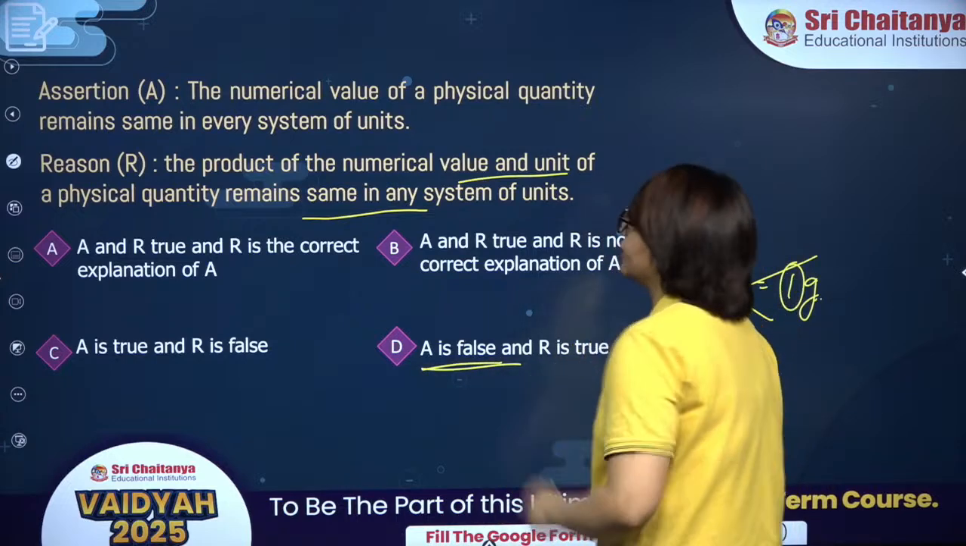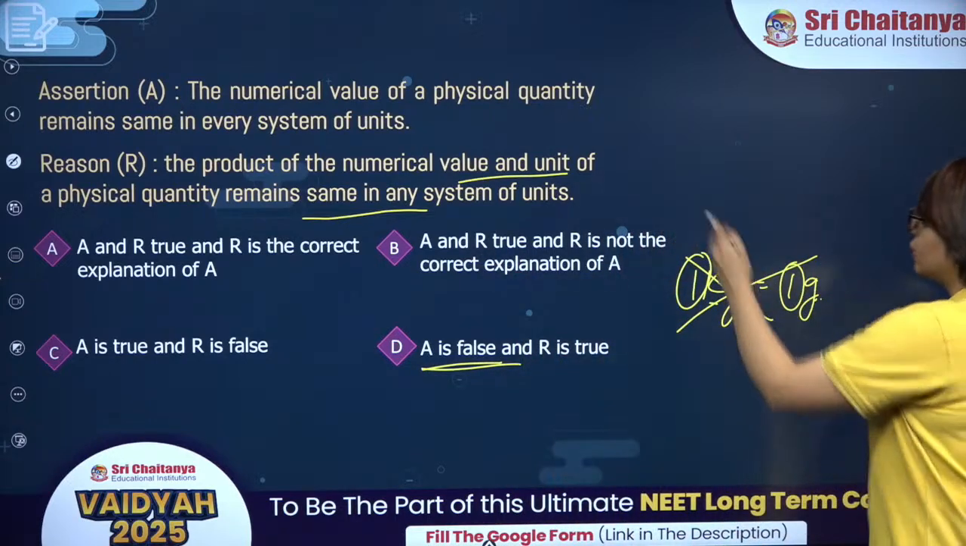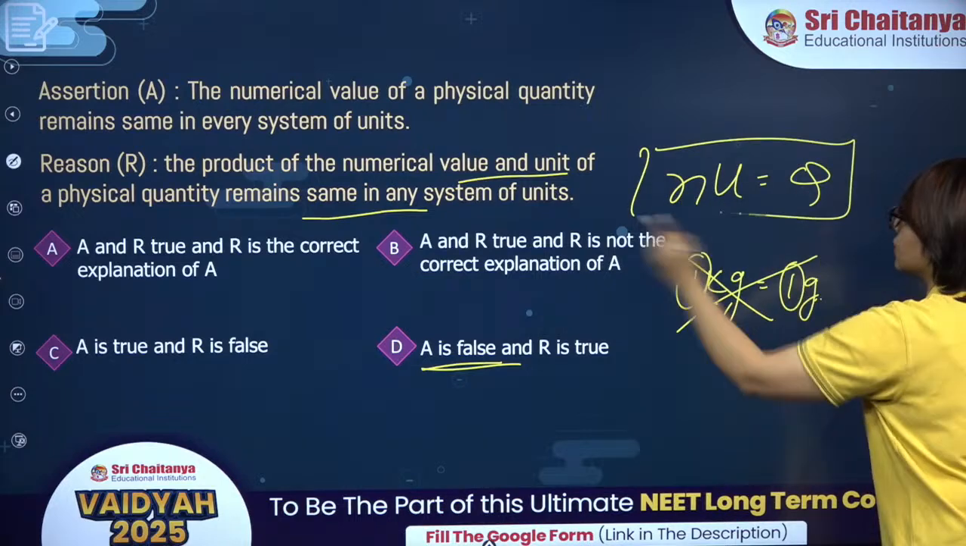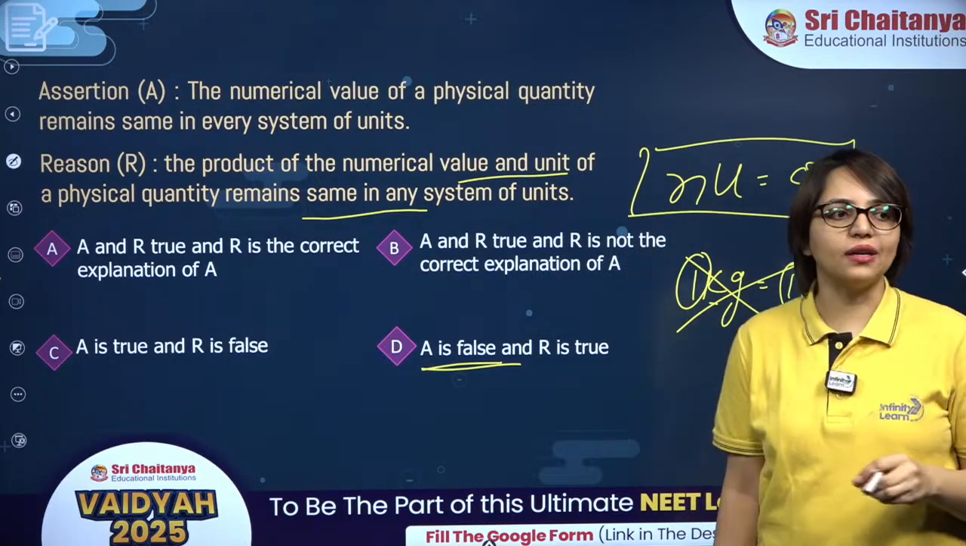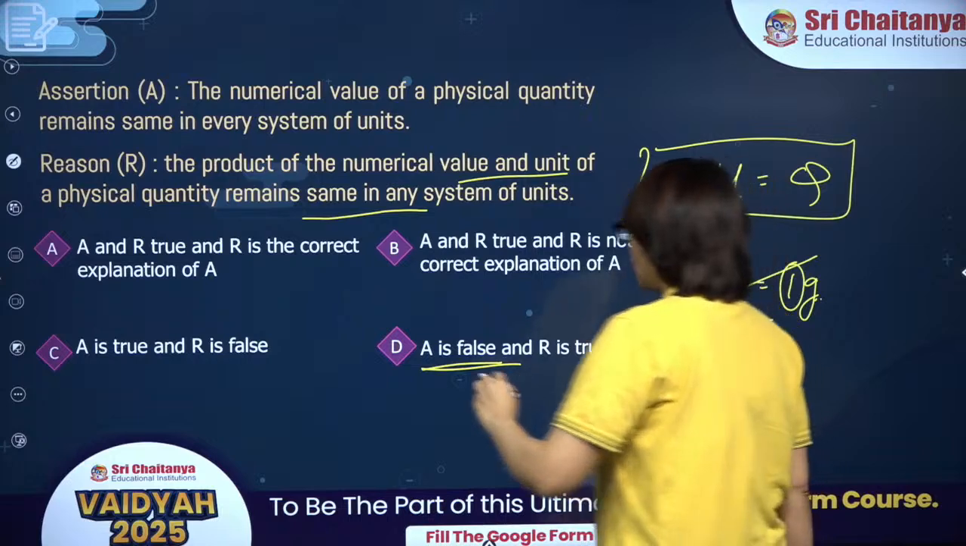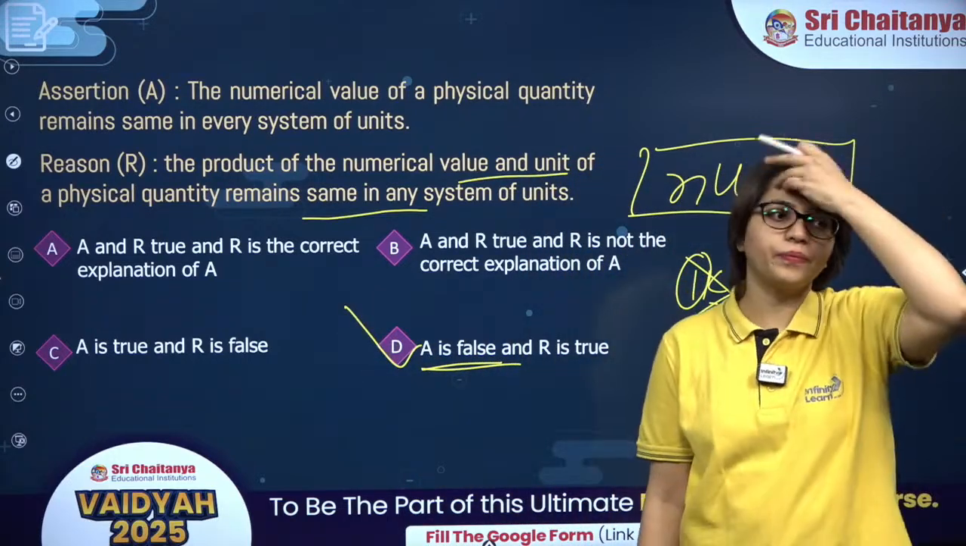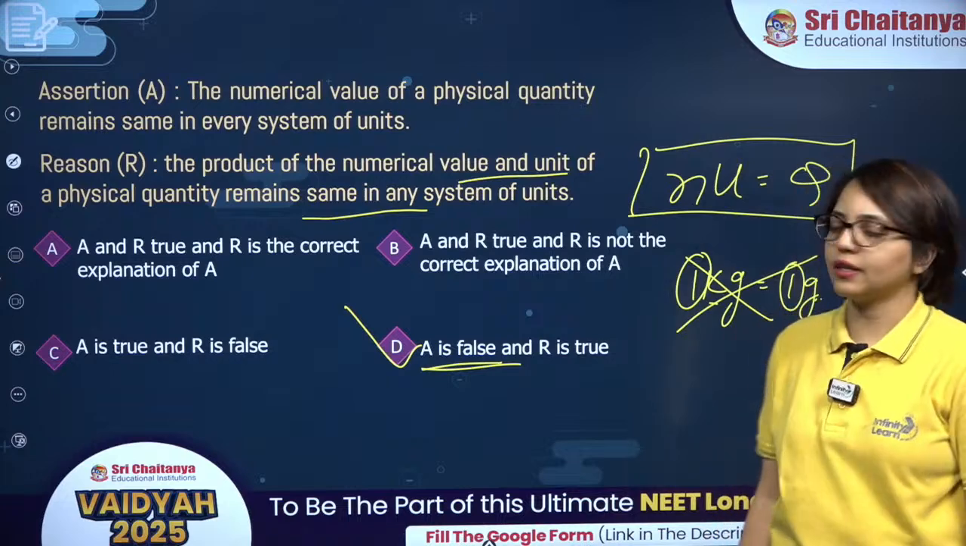Assertion is false. Reason is true. The product of numerical value and unit for all the system of unit is constant. N into U is equal to constant. So assertion is false, reason is true. So correct answer is option D. Alright, well done beta, well done.